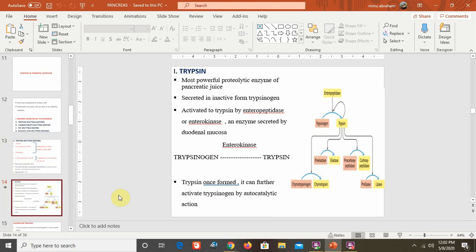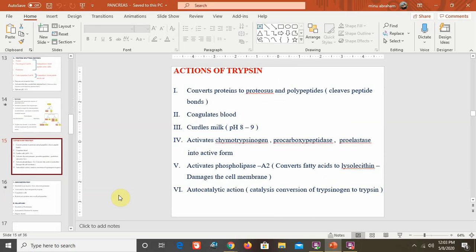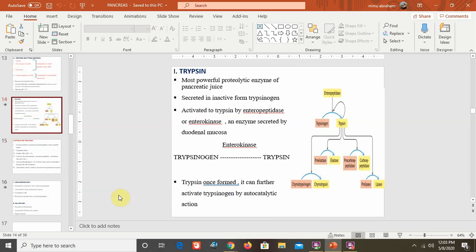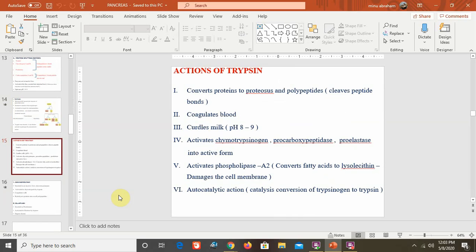So you can see that the inactive trypsinogen gets converted into trypsin by enterokinase or enteropeptidase, which is an enzyme secreted by duodenal mucosa. And once your active trypsin is formed, it can further activate trypsinogen by autocatalytic action. Clear? So what are the actions of trypsin? It mainly converts protein into proteases and polypeptides.